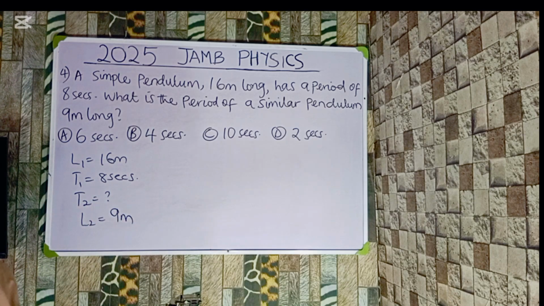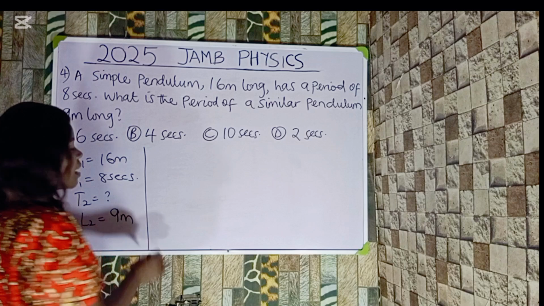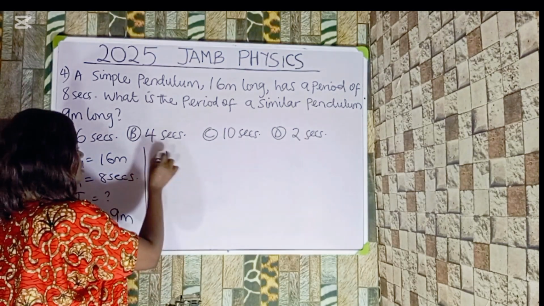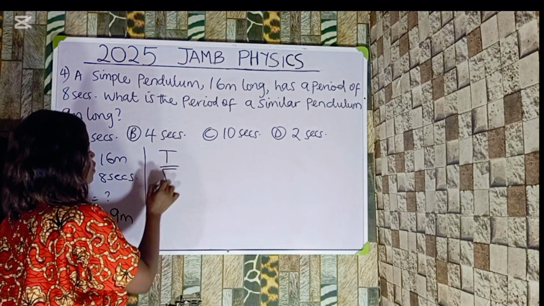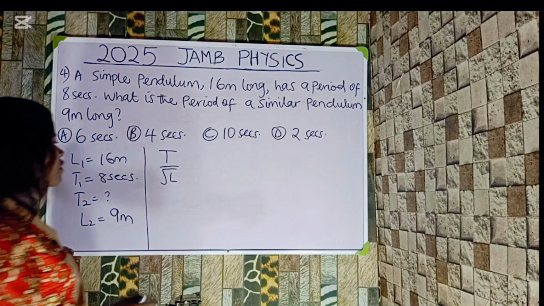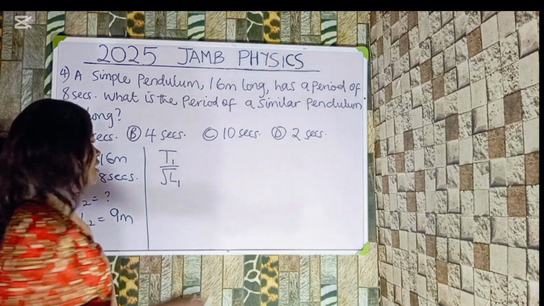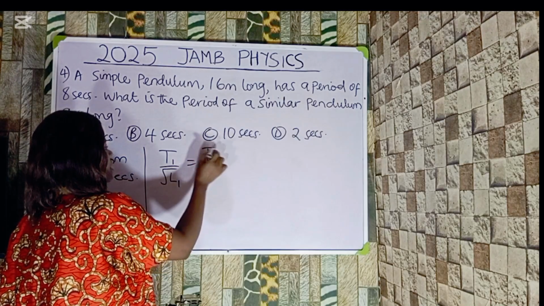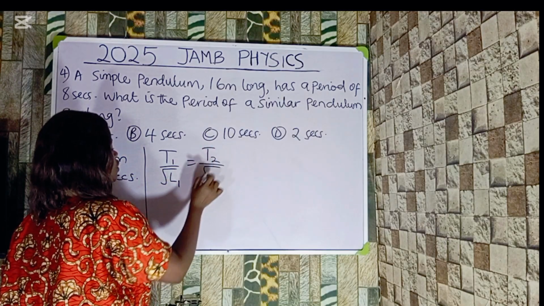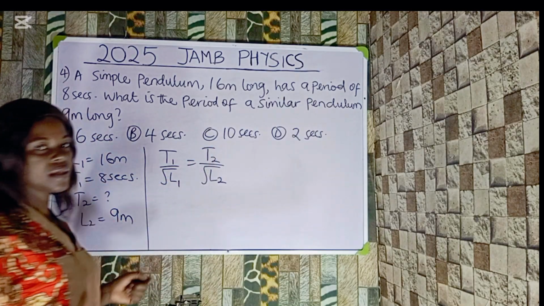Now what we are going to do is state our formula: the period of an oscillation divided by the root of the length. This is the first period and the first length, T1 over root L1, and we equate it to T2 over root L2. Is that clear?